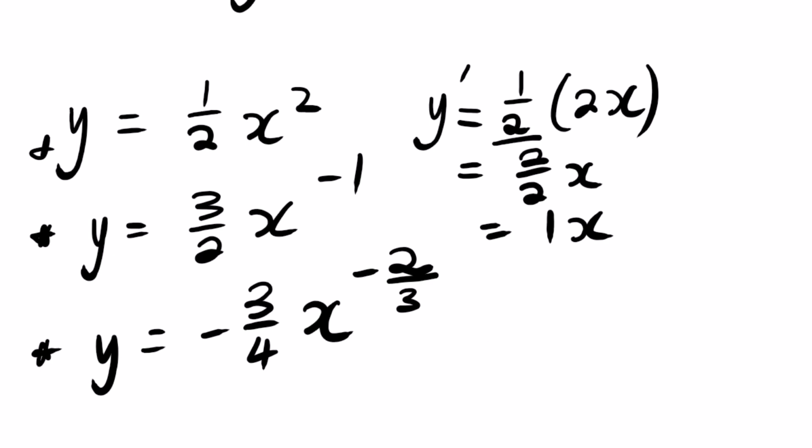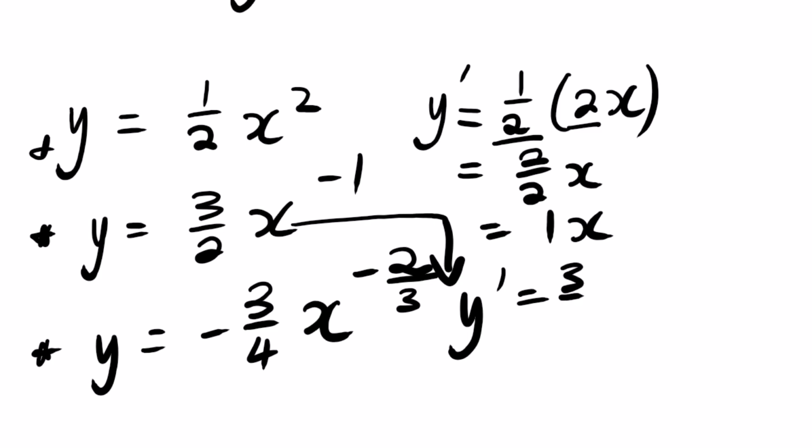So this is what I did. Half multiplied by 2, it will give you 2 over 2. 2 over 2 is equal to 1. Now the next one, the derivative, this one actually. The derivative, you have 3 over 2. The derivative of x to the power negative 1 is negative 1 x to the power negative 2.